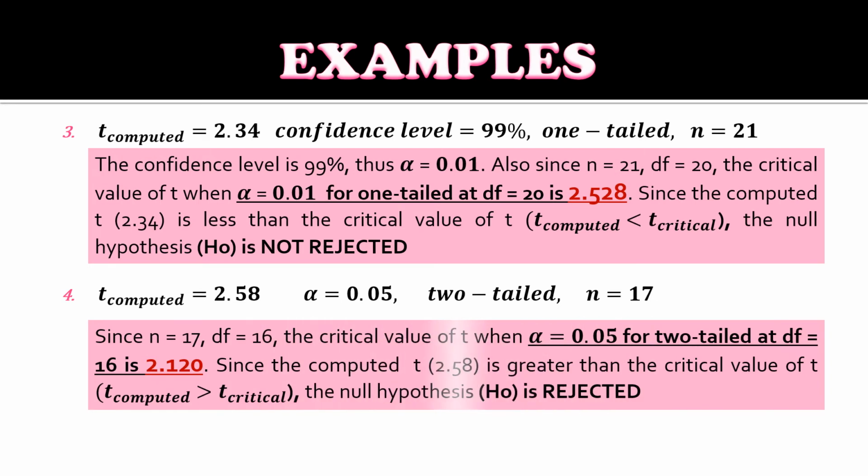For number 4, our n is 17, so our degrees of freedom will be 16. So the critical value of t when alpha is 0.05 for two-tailed at degrees of freedom 16 is 2.120. And since the computed t is 2.58, that is greater than the critical value of t. Therefore, we reject the null hypothesis.